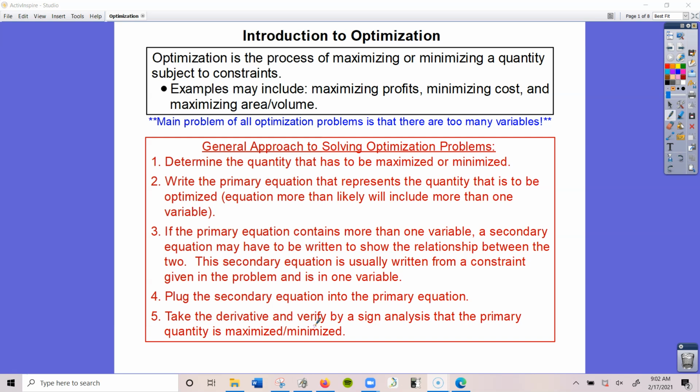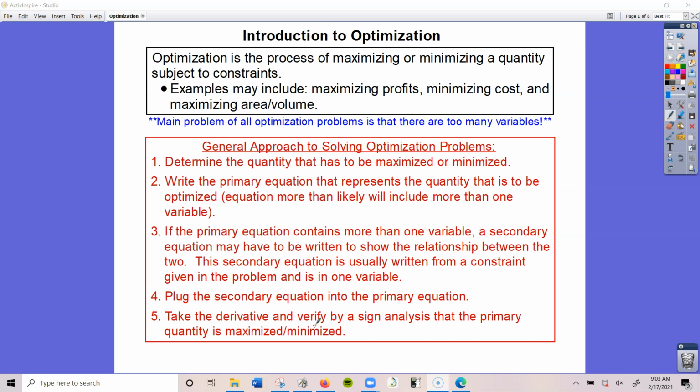Now, I put here a general approach to solving these optimization problems. The main issue with optimization is that sometimes you may have too many variables, which is why a constraint is usually useful, or it's always useful. So first, with all of these problems, you're going to determine what is the quantity that you need to maximize or minimize. Then you're going to write a primary equation that represents what it is that you're trying to optimize.